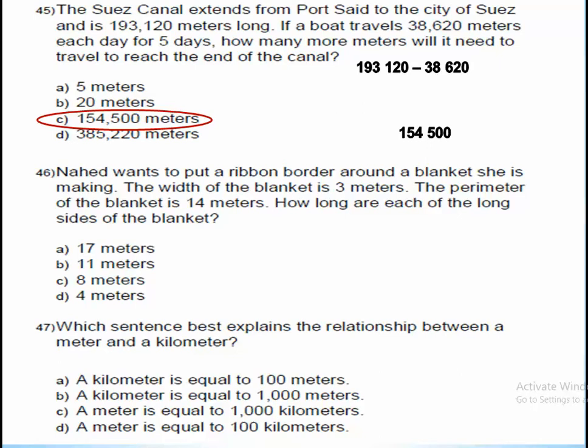Nahid wants to put a ribbon border around a plank. The width of the plank is 3 meters. The perimeter of the plank is 14 meters. How long is it? Okay, let's calculate the length of this rectangular plank. Okay, we will write the magic triangle for the rule: perimeter, length plus width, and 2. When I need to calculate length, okay, hide this.